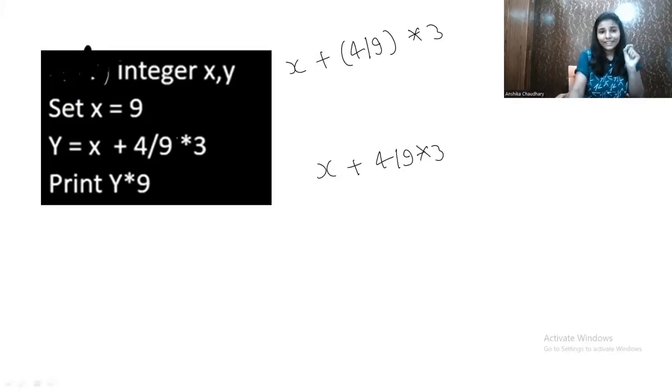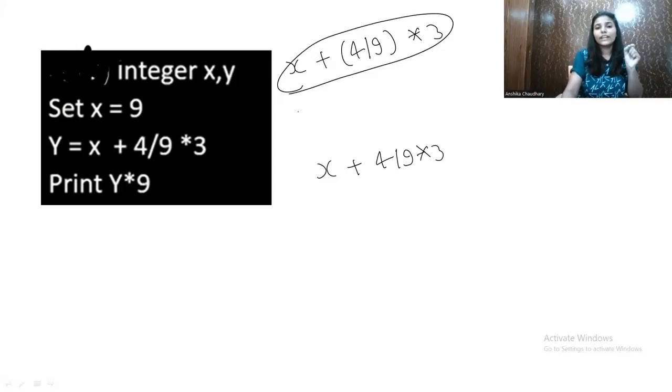But here as there is a space, we will have to consider it differently, and the brackets have the highest precedence among all of them. So we will consider the operation like this, and according to this we will perform the operations. So X value is 9. So 9 plus, when we divide 4 by 9, we will get 0. In the integer form we would get 0 point something, but here we are storing the values in integers, so only 0 will be considered into 3. So it will give us 0 only, right? So 9 plus 0 will be 9.